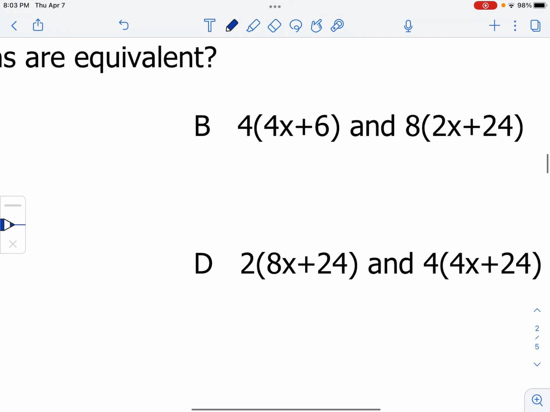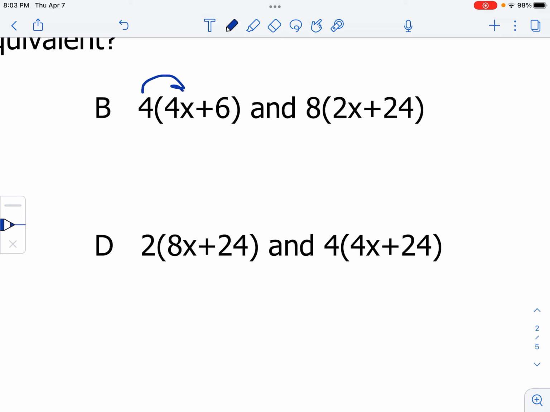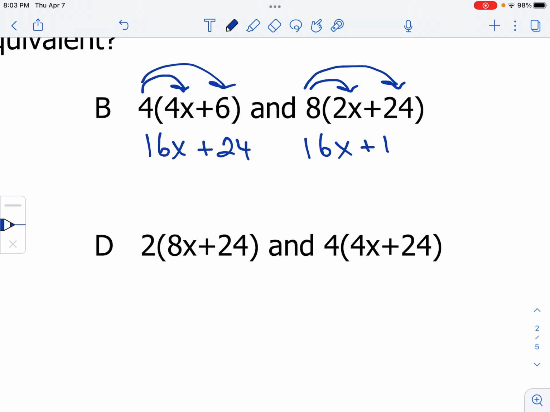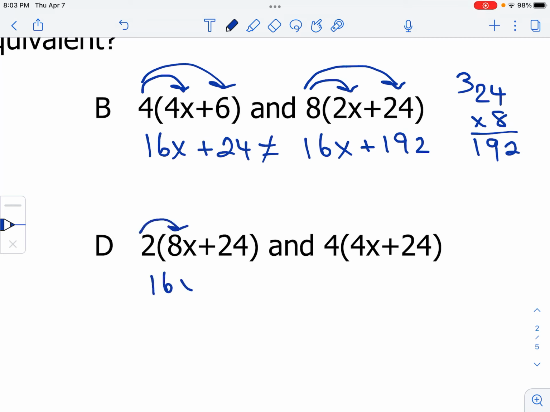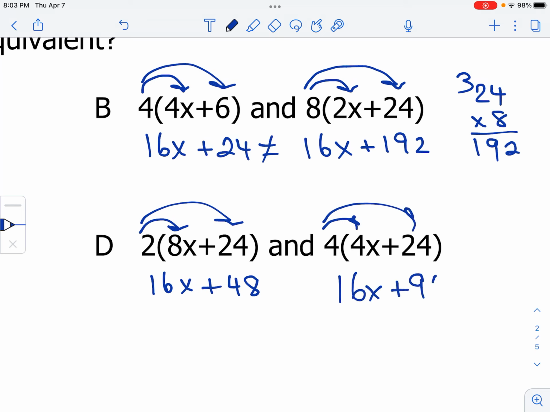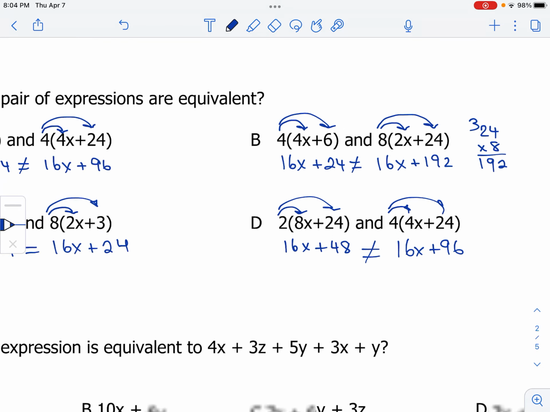Let's make sure choice B and D don't work. 4 times 4x is 16x. 4 times 6 is 24. Over here, 8 times 2x is 16x. But 8 times 24 is, I believe, 192. I'm going to double check that. Yep, 192. All right, those are not equal. Then we've got 2 times 8x, which is 16x. 2 times 24 is 48. So 16x plus 48. And over here we've got 4 times 4x, which is 16x, and 4 times 24, which is 96. Not equal. So that was choice C.